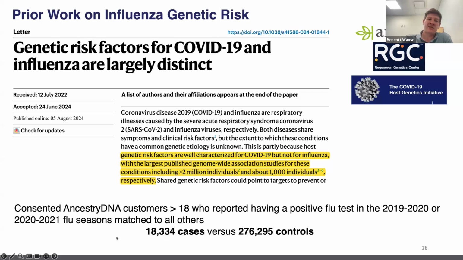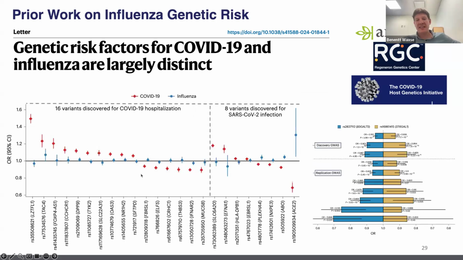So what they did is they looked at Ancestry DNA customers who said that they had a positive flu test result in 2019 to 2021. They aggregated 18,000 cases and compared that to 276,000 controls, people who said they didn't have influenza during these 2 years. And what they did was compare all of these risk loci discovered in COVID to influenza. So here in red is going to be the COVID results. The odds ratio for the genetic variant is on the y-axis. Every spot on the x-axis is a SNP associated with disease in COVID. They were discovered for either hospitalization or infection.